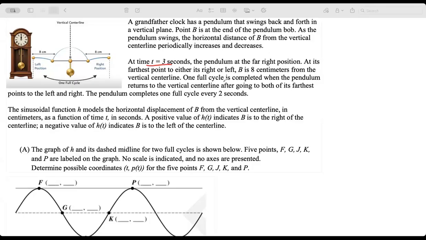At t equal to 3 seconds, they have given B is 8 centimeters from the center line. So at 3, 8 up. It completes its cycle every 2 seconds. So full cycle every 2 seconds. So 0 to 2 completes one full cycle, right? Let me know, guys, if you want me to solve, I'll solve. You have to immediately say though.